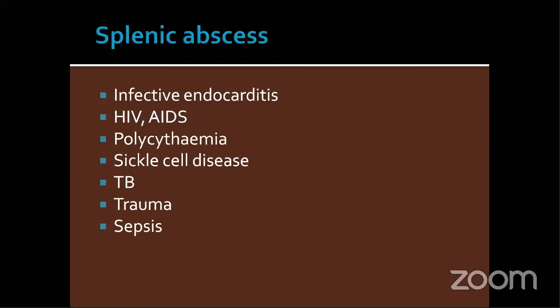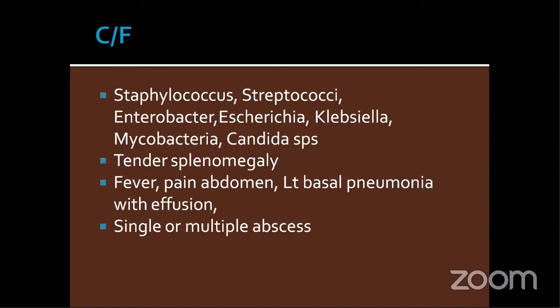Coming quickly to splenic abscess, the most common cause is infective endocarditis. It is also seen in immunosuppressed individuals, polycythemia, sickle cell disease, and then tuberculosis, trauma. Suppose there is a hematoma which has got secondarily infected, or any septic focus, be it adenoiditis or tonsillitis, tooth abscess, or any small sepsis can throw a septic embolus causing splenic abscess. Okay, the common organisms are staph, strep, Enterobacter, Escherichia, Klebsiella, Mycobacterium, and Candida species.